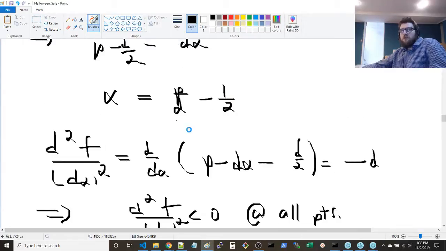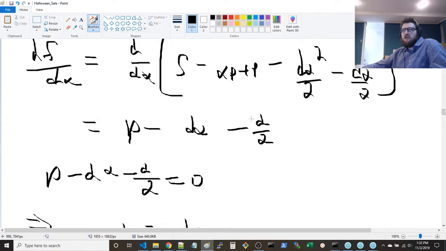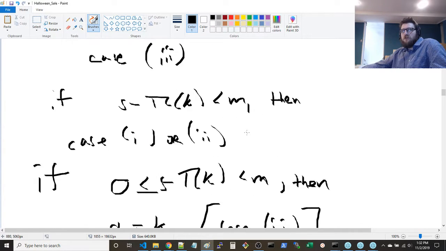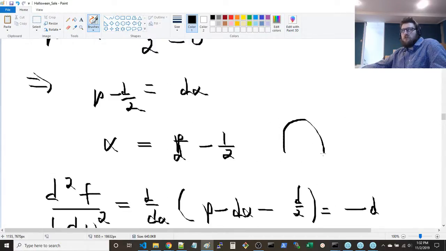So if we know the second derivative is negative at all points, that means that the slope is always decreasing, which means that we have this kind of a shape. Slope is always decreasing. Decreasing, decreasing, decreasing.